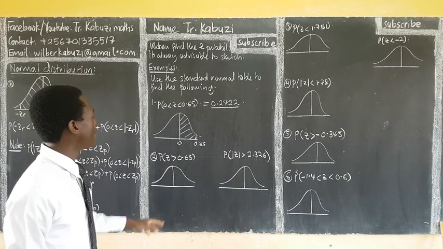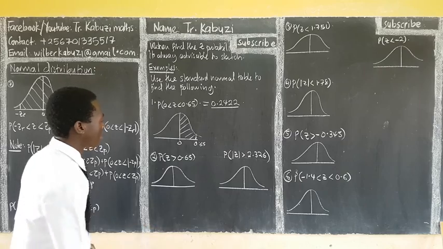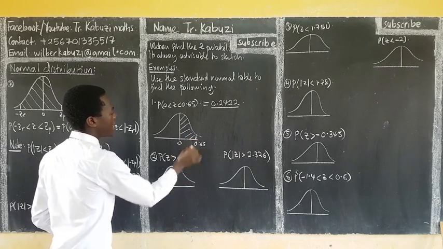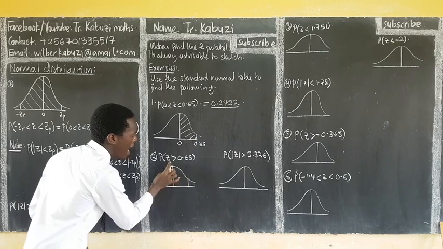When I come to this now, I want above. This was between this and this. Now I want this one above, so above 0.6.